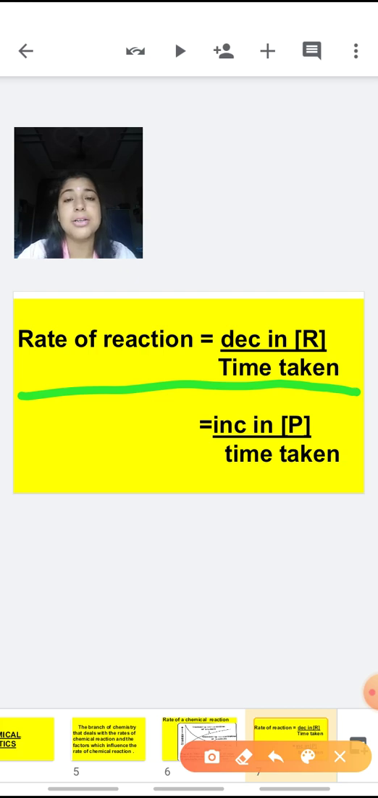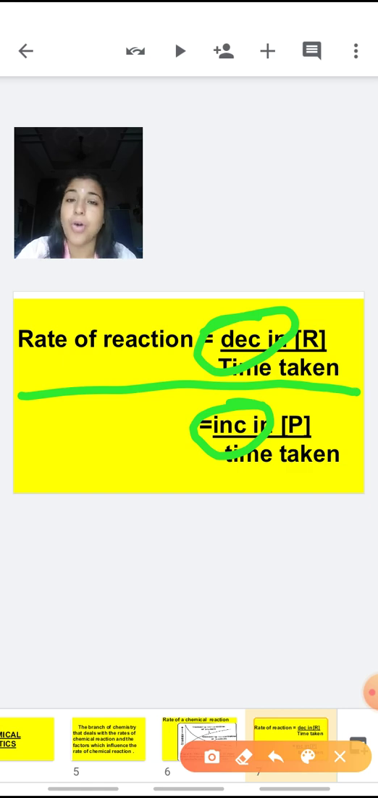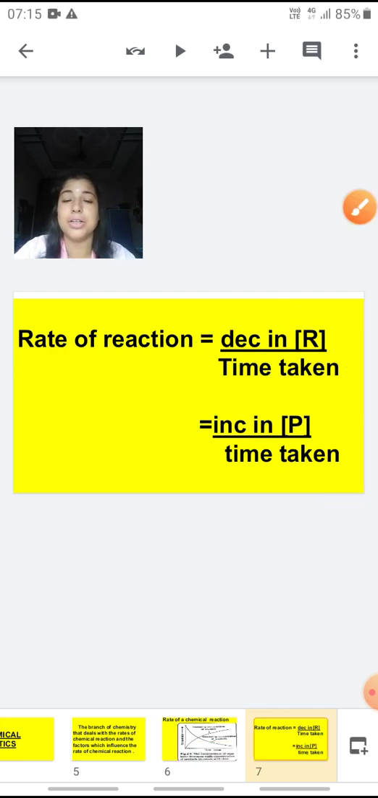Now another method to measure the rate of chemical reaction is to calculate it using the concentration of the product. The concentration of reactant is decreasing but that of the product is increasing. So we can say the rate of chemical reaction is also equal to the increase in concentration of product divided by the time. So either this you can take or this you can take. Both will give you the rate of chemical reaction.